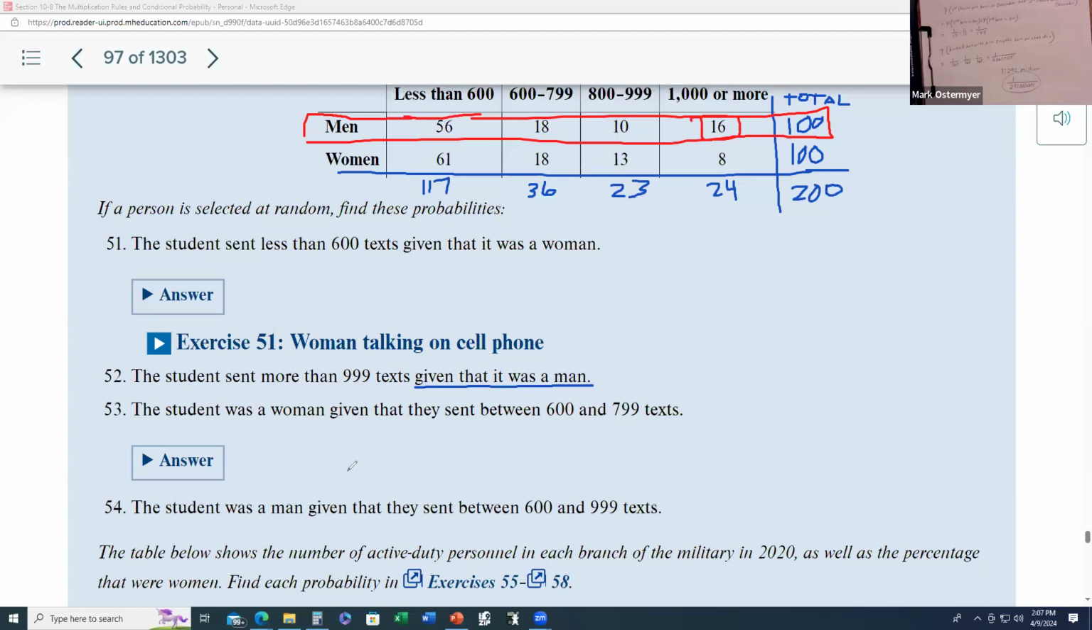Number 53. Do this one for classwork. The student was a woman, given that they sent between 600 and 799 texts. What is the probability that the student then was a woman? Do number 53.